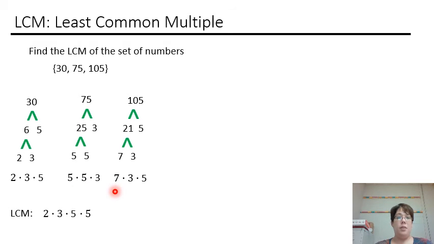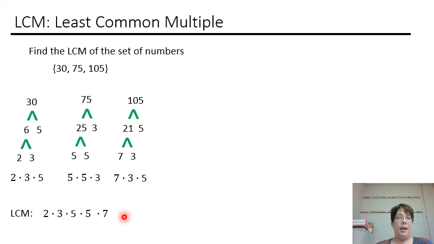Now my third number has to have a 7, a 3, and a 5. Well, I have the 3, I have at least one 5, but I don't have the 7. So that means I've got to pull that factor in here. So I'm going to put that 7 in there. Now, between all of these numbers right here, we satisfy every single factor that's up here.